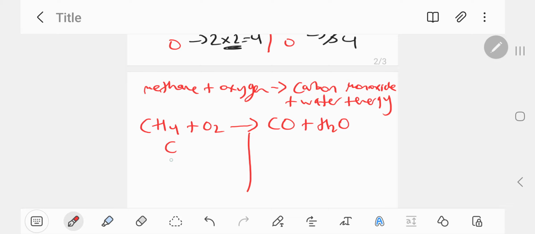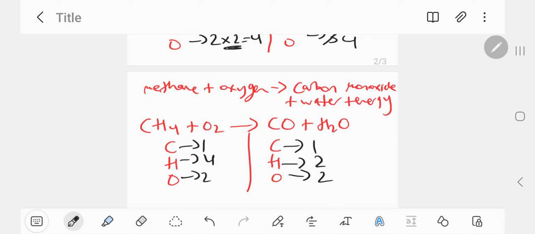Let's count, so there's C on the left, then H, then O. We count how many atoms. There's 1 carbon atom, 4 hydrogens, 2 oxygens. On the right, there's 1 carbon, 2 hydrogen, and 2 oxygen. Let's turn this hydrogen on the right into a 4 by timesing by 2. The 2 goes out here.